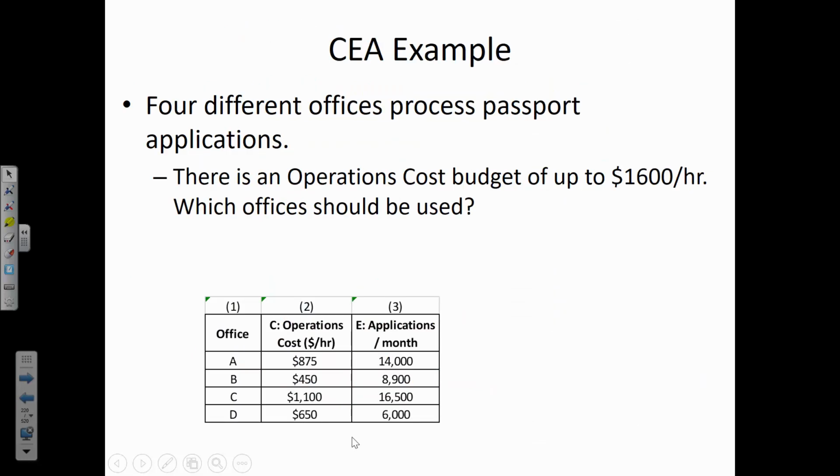So here's an illustration. What if there are 4 different offices that are processing passport applications? How many people here have a passport? So that's less than half.